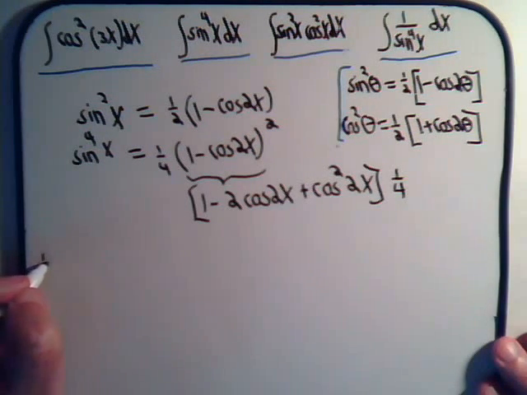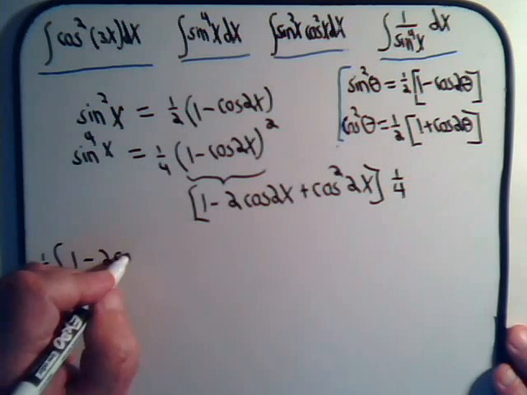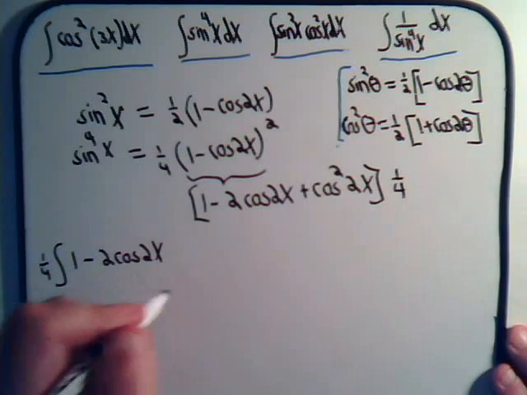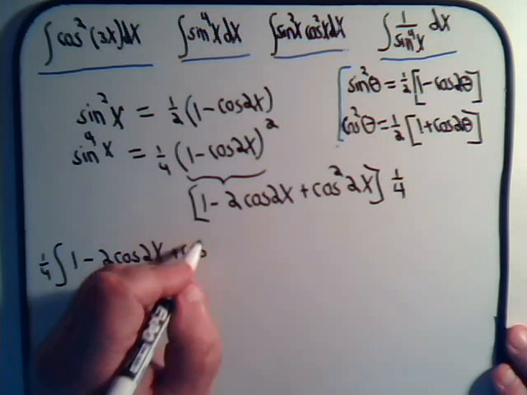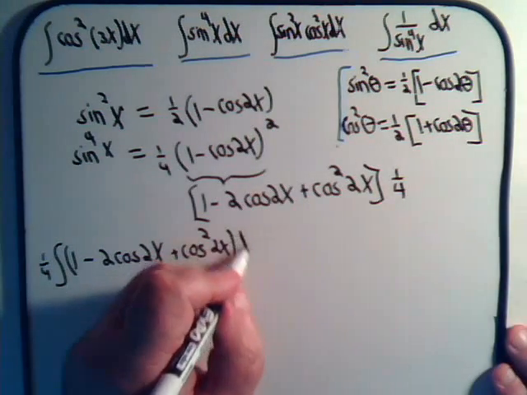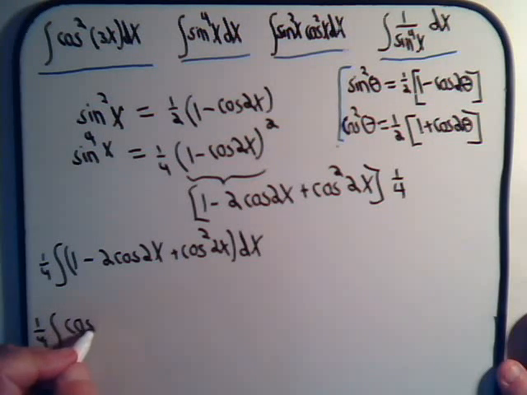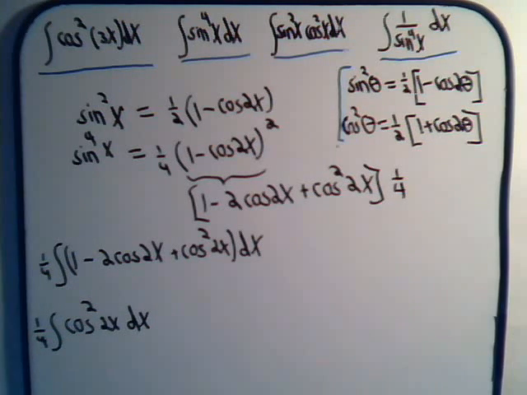So we have 1/4, the integral of 1 minus 2 times the cosine of 2x plus the cosine squared of 2x dx. Let's take this integral first. So we have 1/4 times the integral of the cosine squared of 2x dx. And now we do what we did before, we make our substitution.